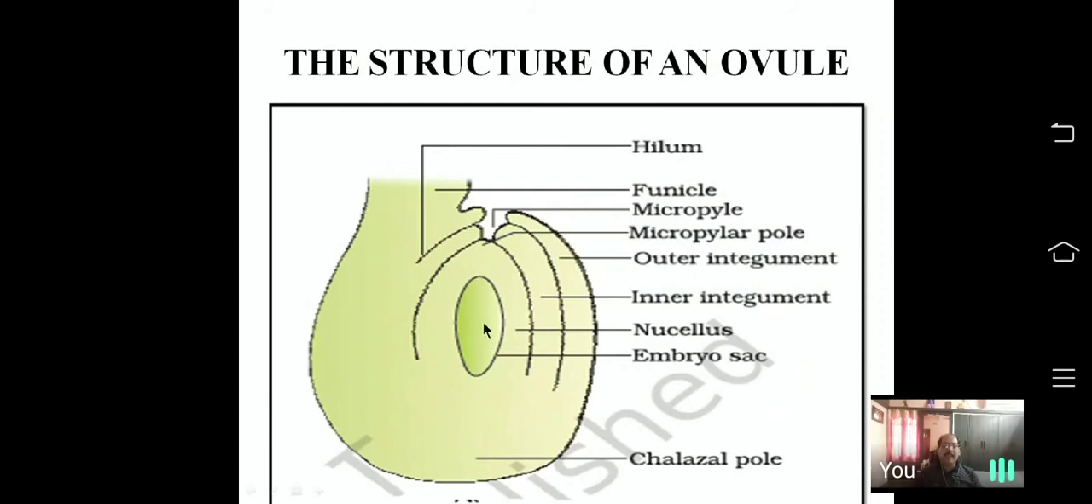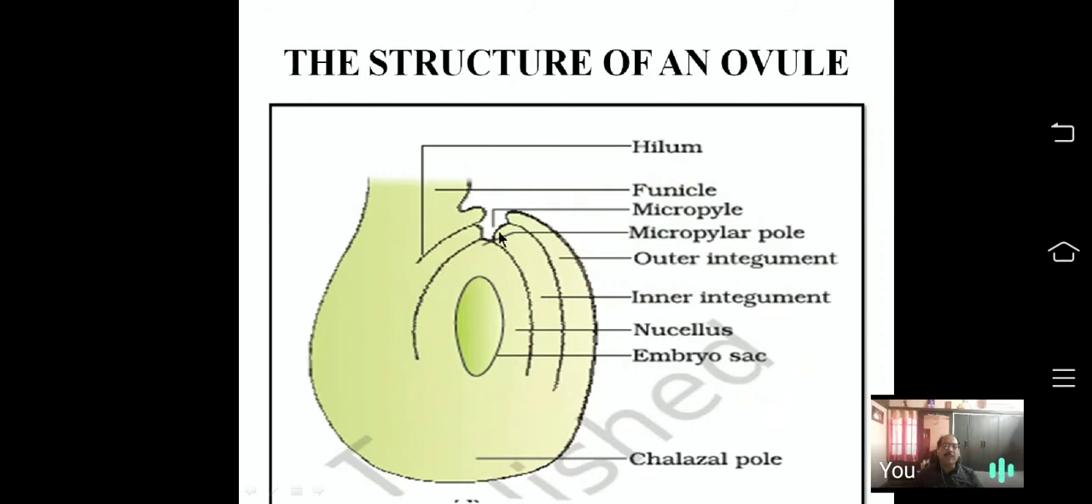This embryo sac is externally covered by a special tissue which contains dense cytoplasm and a functional nucleus. This tissue found around the embryo sac is called nucellus. That is a nucellus. It is nutritious tissue. It provides nutrition and it is a nourishing tissue. This nourishing tissue, nucellus, is externally covered by two protective membranes.